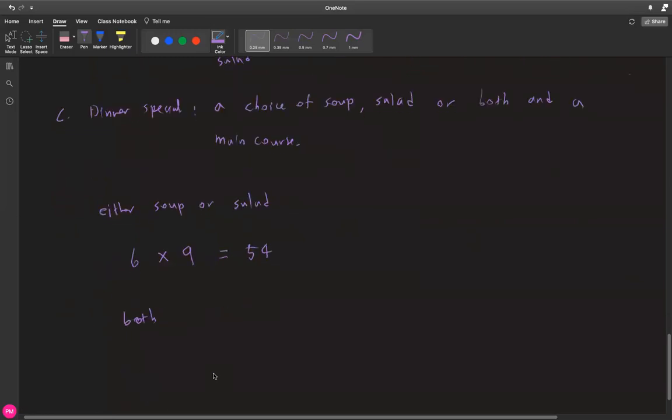And when you're ordering both, it means that you have a choice of 3 soups and the choice of salad. So you have different combinations of ordering each together. And lastly, you also have the main course, and that's going to be 81. So if you add them together, you're going to have 135 different ways to order this.